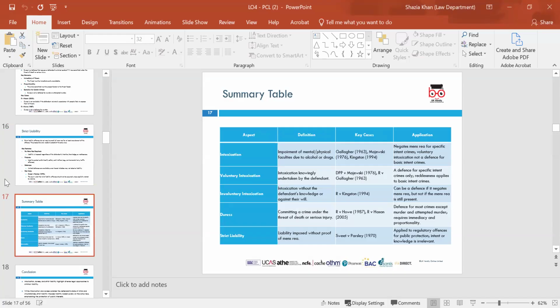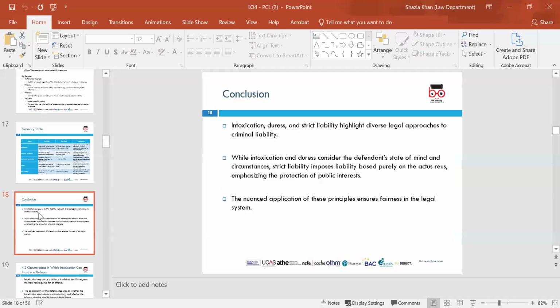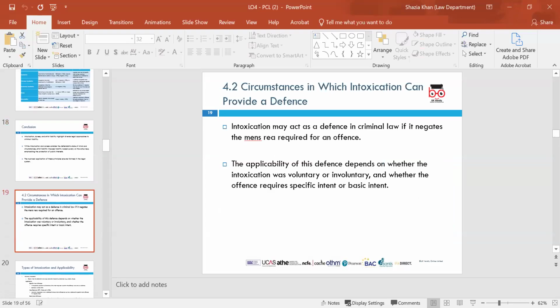So you can have a look at the end of it in regards to that. So, conclusion: intoxication, duress, and strict liability highlight diverse legal approaches to criminal liability. While intoxication and duress consider the defendant's state of mind and circumstances, strict liability imposes liability based purely on the actus reus, emphasising the protection of public interest, and the nuanced application of this principle ensures fairness in the legal system.